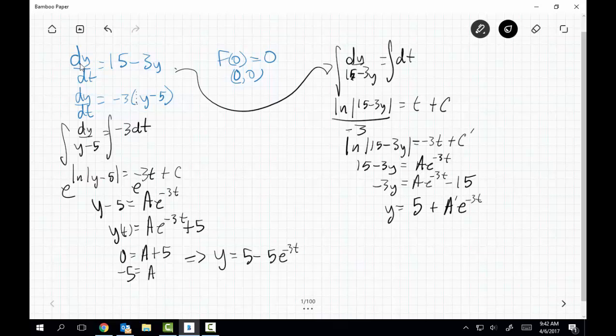Now, I still got the same initial value, so 0 equals 5 plus a prime times 1, because e to the -0 is 1. So when I solve, I still get a prime equals -5, which implies that y of t is equal to 5 minus 5e to the -3t. But look at how much more work it is. Every algebraic step you take increases the likelihood that you're going to make an algebraic error. So do the heavy lifting in the beginning to make that coefficient of your dependent variable 1, and then life is good.